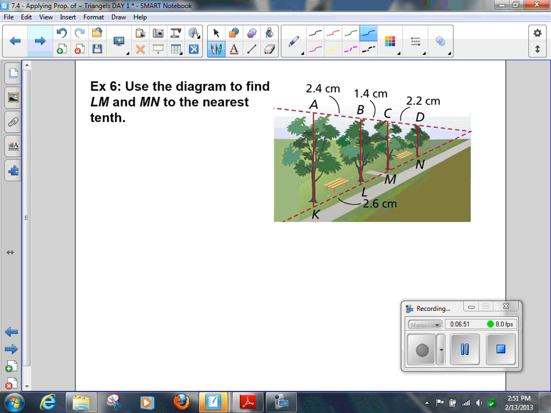Do this one yourself. Is that the same one? Yeah, do this one yourself. You find the pieces that it's asking for. All right, we got to find LM. How'd you set this up? Kale, how'd you set up the first one?